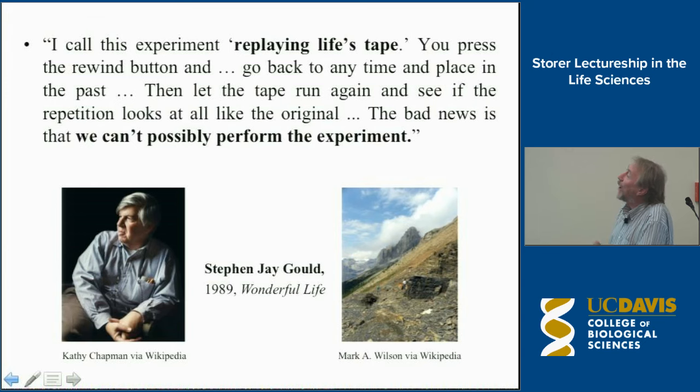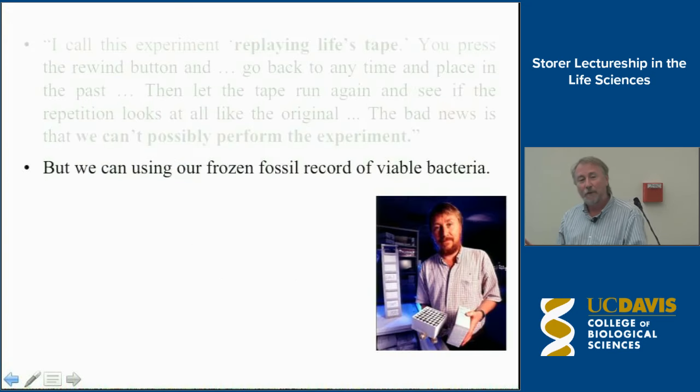Anyhow, you press the rewind button, go back to any time and place in the past, and let the tape run again and see if the repetition looks at all like the original. And he says, the bad news is this is just a thought experiment. We can't really do the experiment unless we have replicate planets and really big grants and long time scales. But because we have this frozen fossil record, we can, if you grant me the difference in scale, both temporal and spatial, go back into the lineage of this population and start asking questions about whether it matters what genotype we start with, whether we will get to this new citrate-utilizing phenotype.